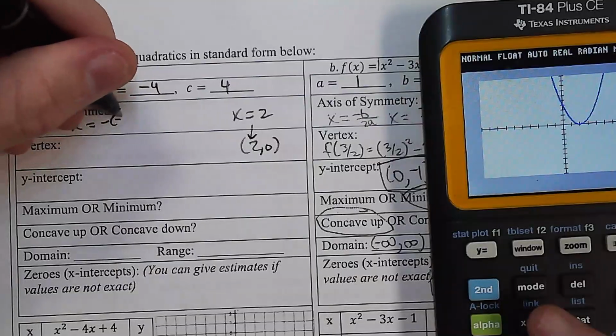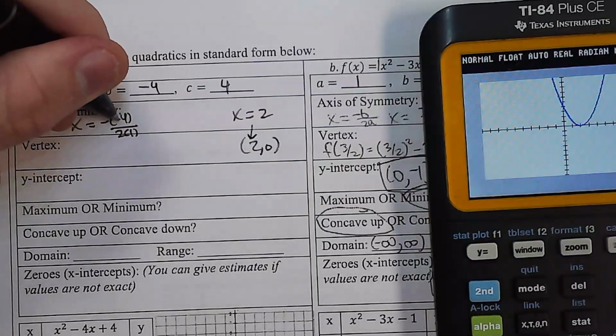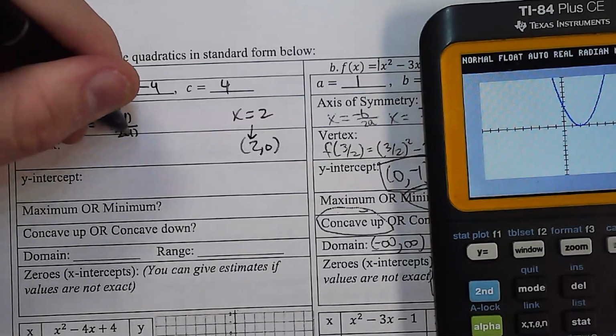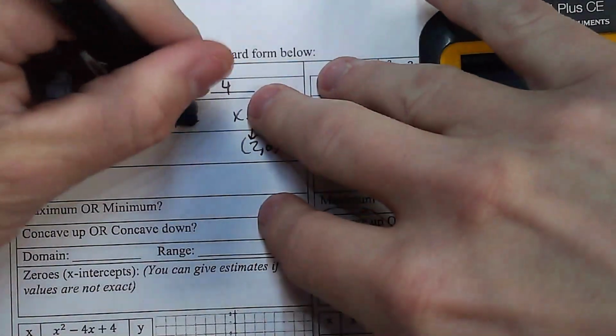Now, if you want me to prove it to you, I'll prove it to you. You don't have to write this down. Negative b divided by 2a. Negative times negative 4 is positive 4. 4 divided by 2 is 2. So it's x equals 2. So that proves it to you. Okay.